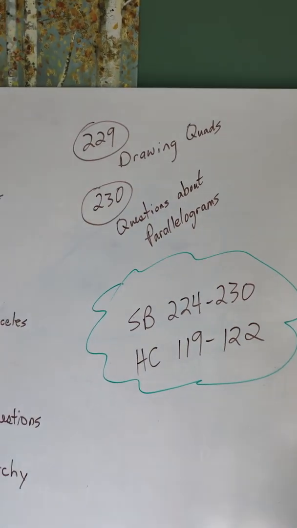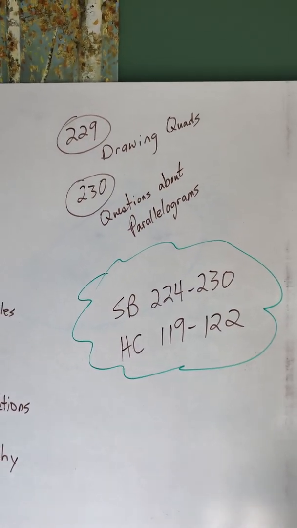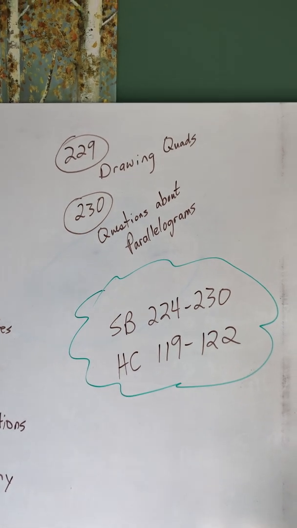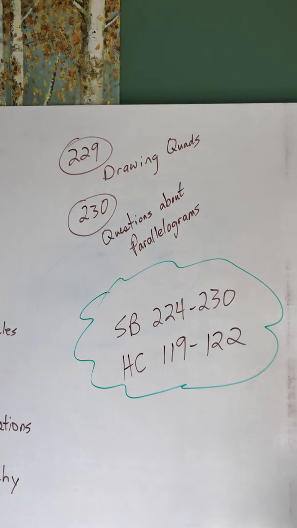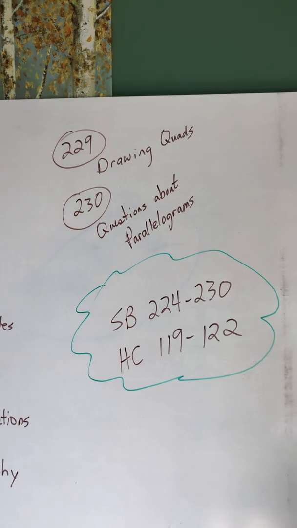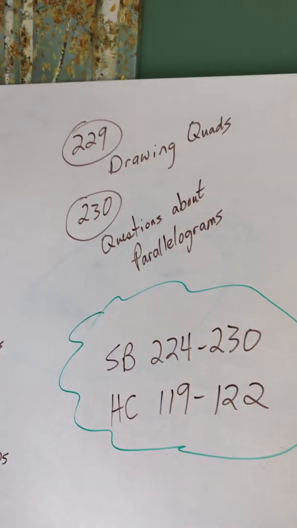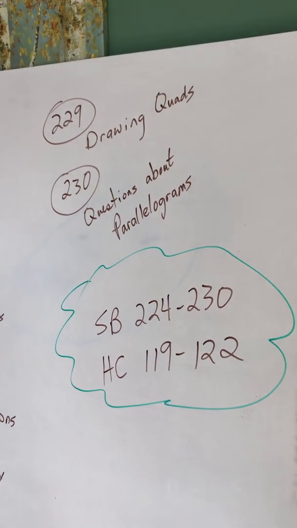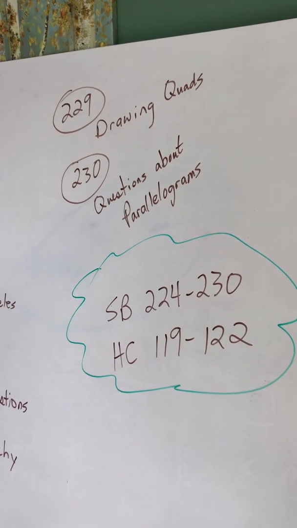229, you're just drawing quads. They say if this quad has four sides, but it's got one set of parallel sides, but the sides are not all equal, what would it look like? So you're just drawing quads, okay?